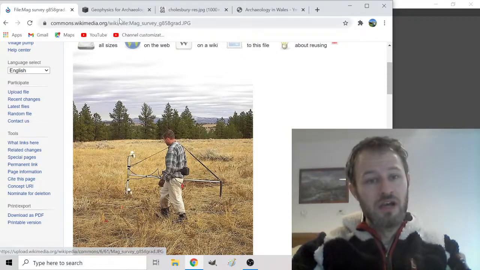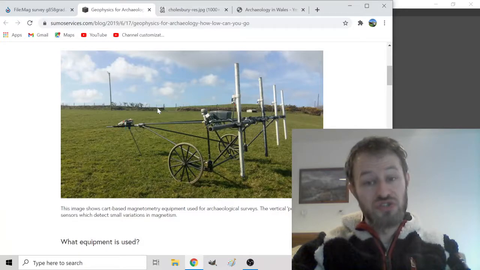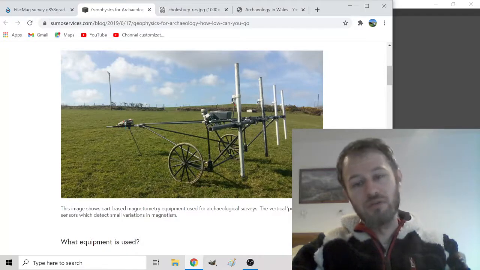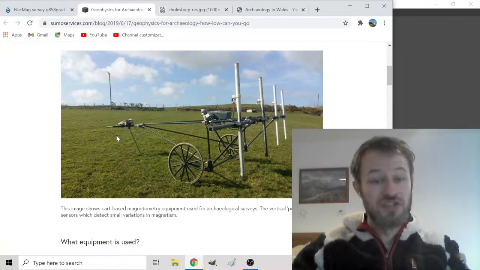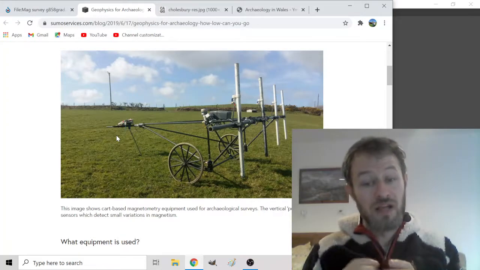If you're in a field, like a farmer's field like this, where there's boundaries and stuff like that, the cart is really, really good. You can get right up to the boundary, then reverse back, then do a line again, and keep following your lines. And you'll be able to hitch that onto a quad bike as well, which is really, really good.